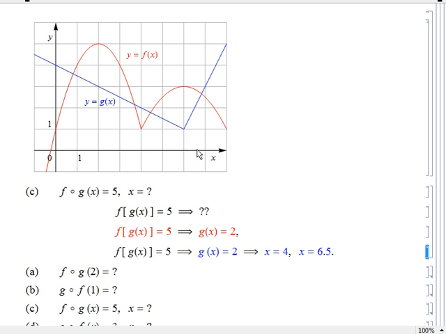So let's recap this. From the outside we got f of g of x equal to 5, so we started from the outside. Outside function is f, so we started from the red graph. So y-coordinate is 5, and then we track down, x-coordinate is 2, but it's not x that is 2. G of x is equal to 2. That gives me the second graph. G of x is 2, so y-coordinate is 2, oh, here. And then function value is 2, and we find that x-coordinate value, 4 and 6.5.